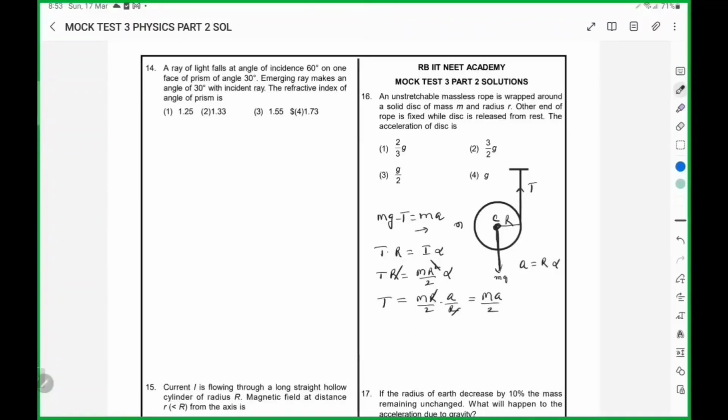Let us consider the first equation. Mg minus Ma by 2 is equal to Ma. So Mg equals 3M by 2 times a, and we get acceleration as 2g by 3.